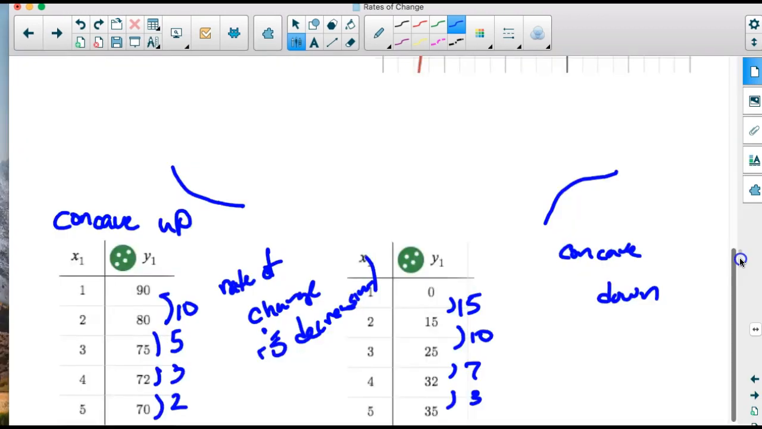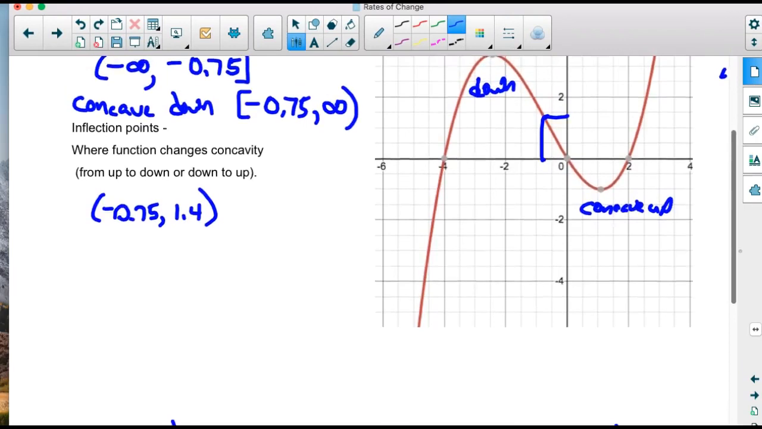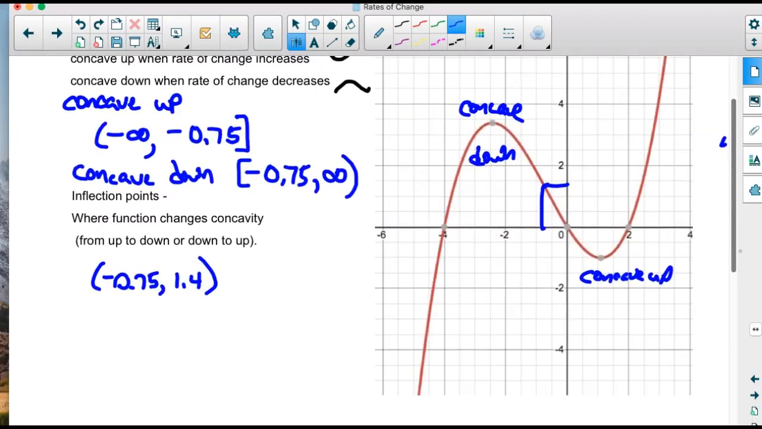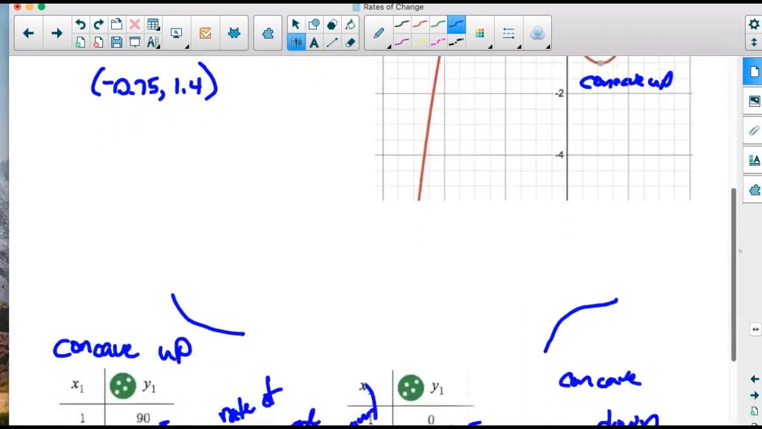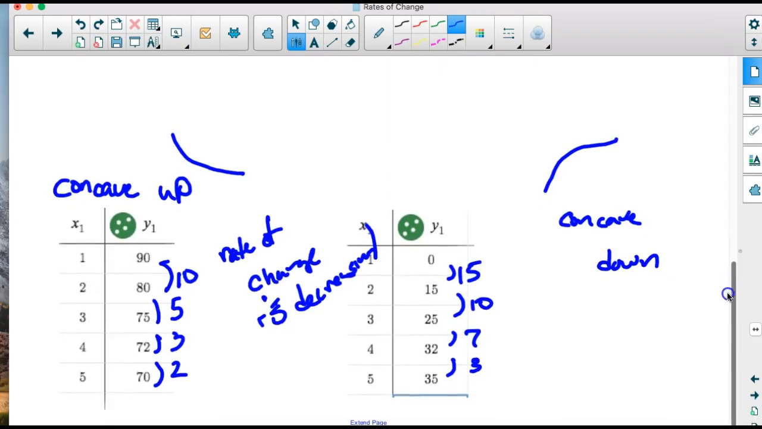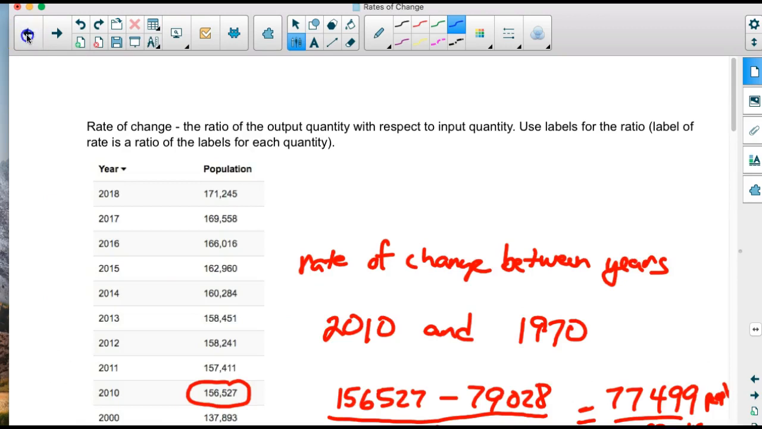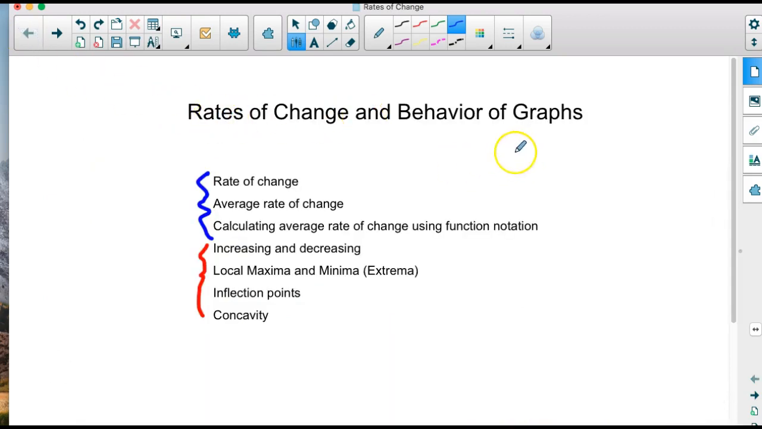Okay, so that's how I tell that, by looking at the differences in those, whether rates go up or go down. Okay, so that's what we look for there, and that's this section on rates of change and behaviors of graphs.